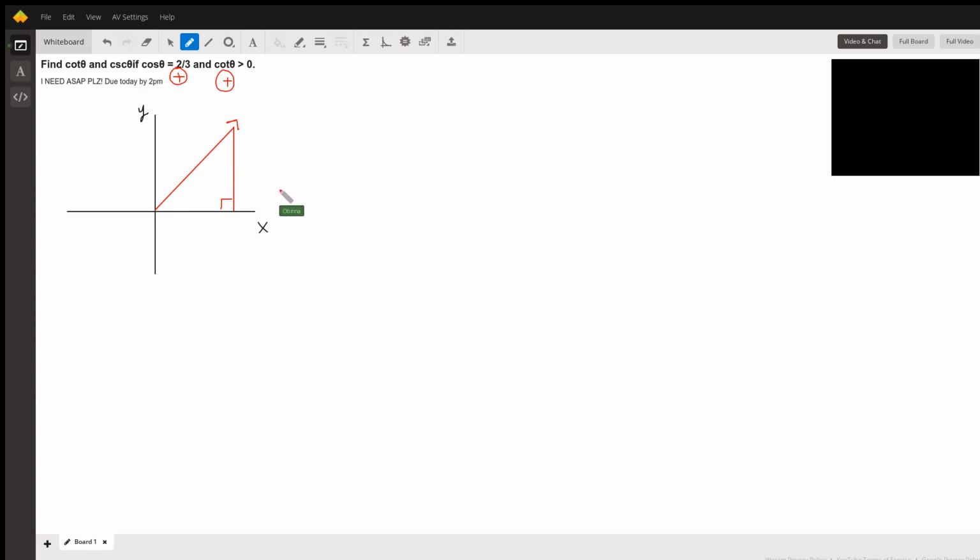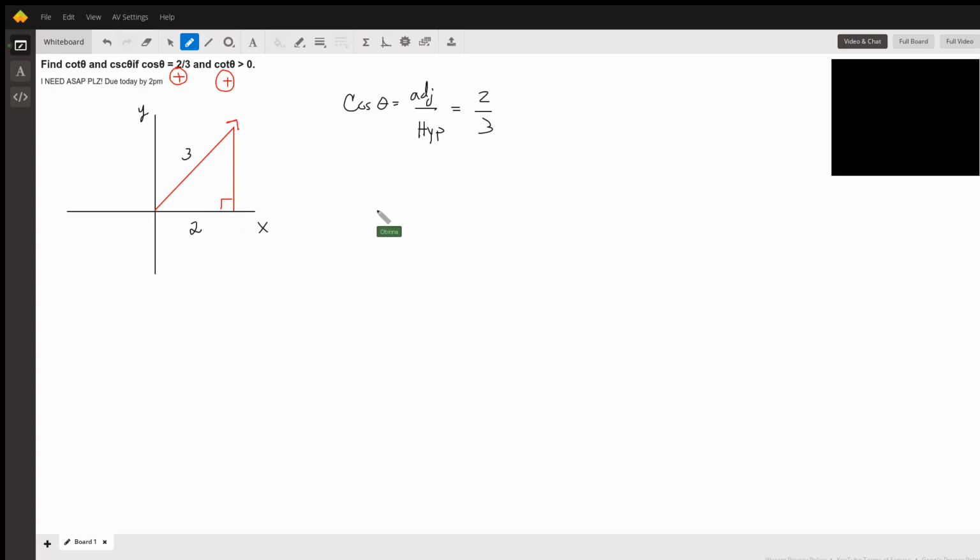First things first, the cosine is 2/3. Okay, so you should remember from your pre-calculus class that cosine of theta is equal to adjacent over hypotenuse. The adjacent side is 2, the hypotenuse is 3. So I'm going to put a 2 here and I'm going to put a 3 here for the hypotenuse. The opposite side I don't know.